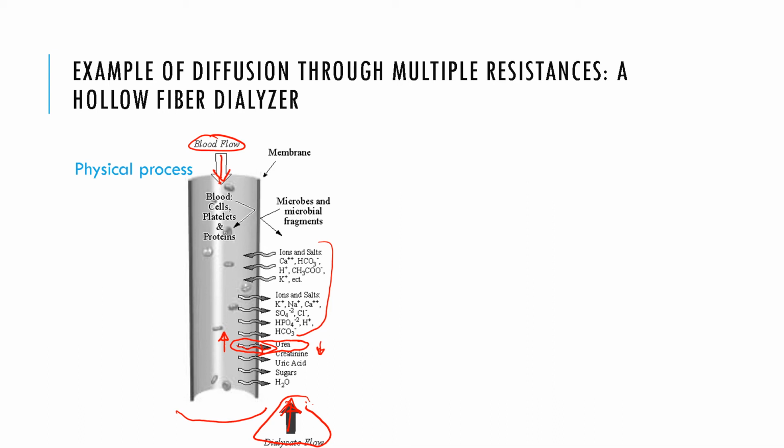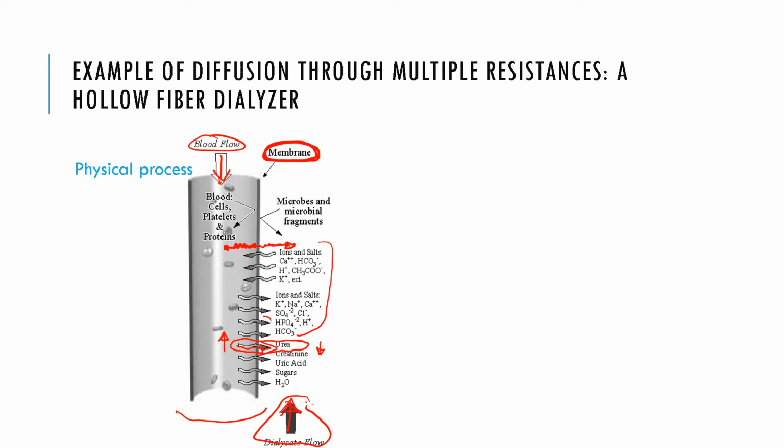Now note that even though there is only one membrane, so it looks like there's only one layer, why are we talking about multiple resistances? If you think of the urea, it first has to go from the interior points to the surface, and then it has to diffuse through the membrane, and then it has to go out. So there are really three different resistances for the urea, between the high concentration in the blood and low concentration in the dialyzing fluid.